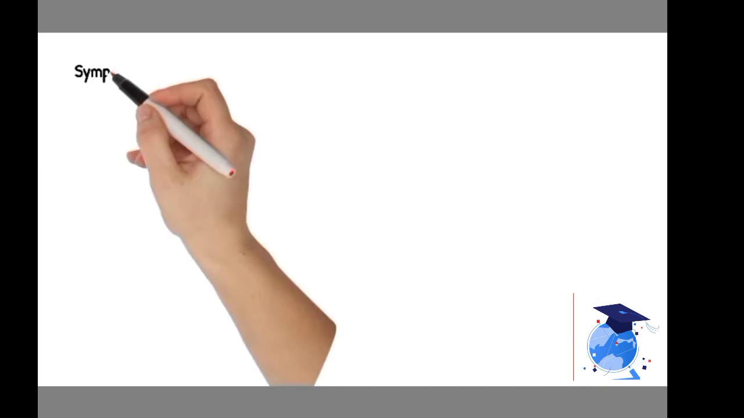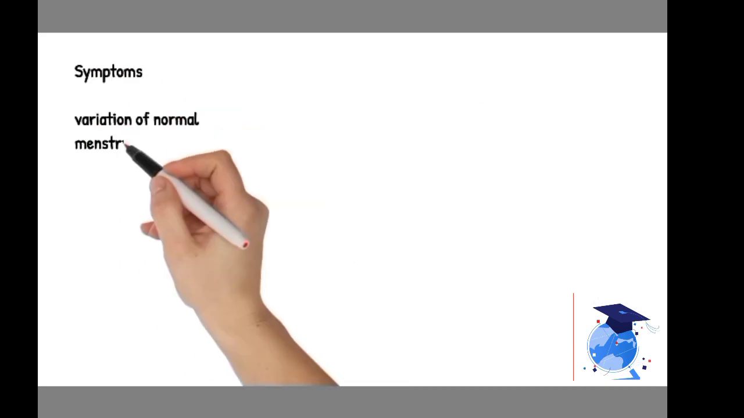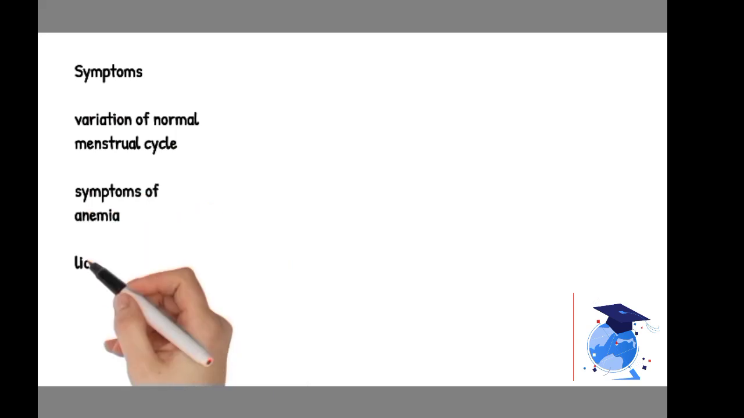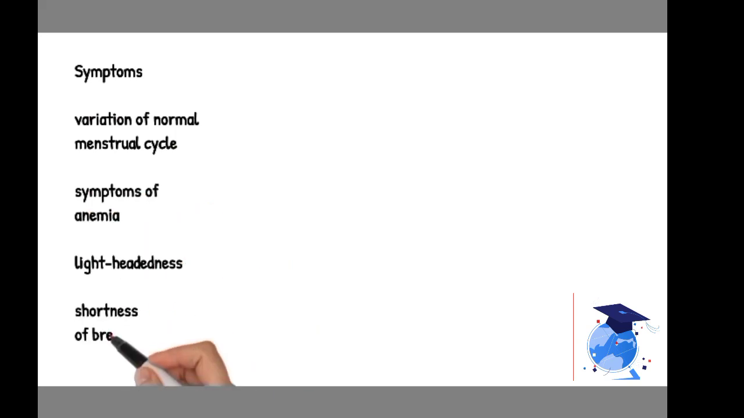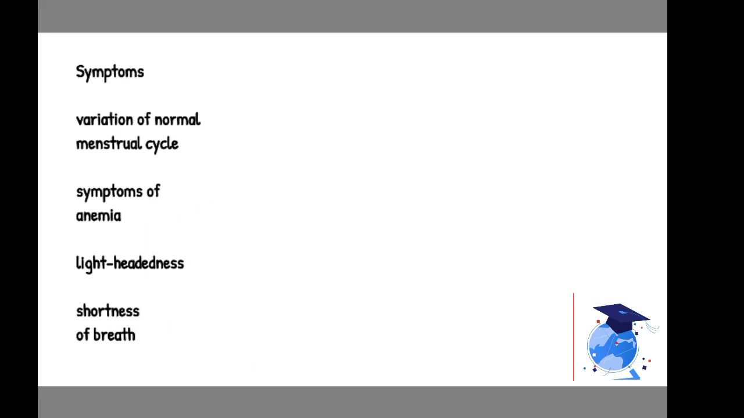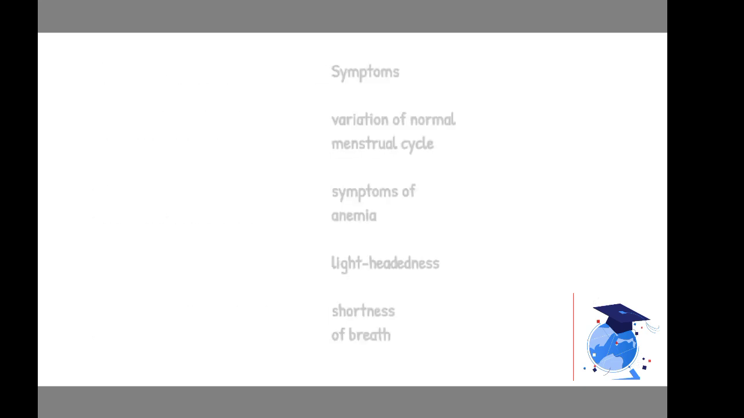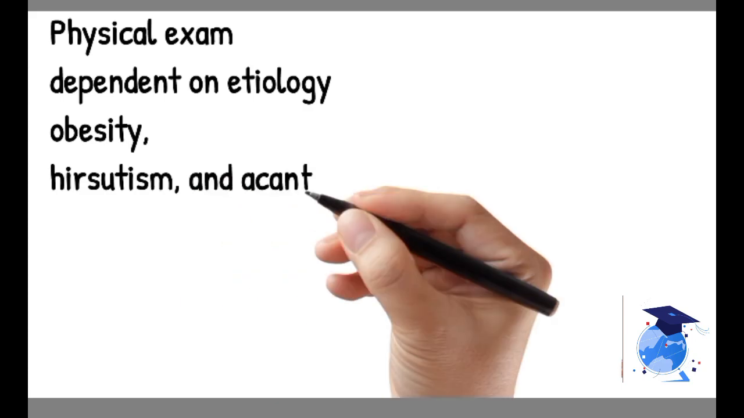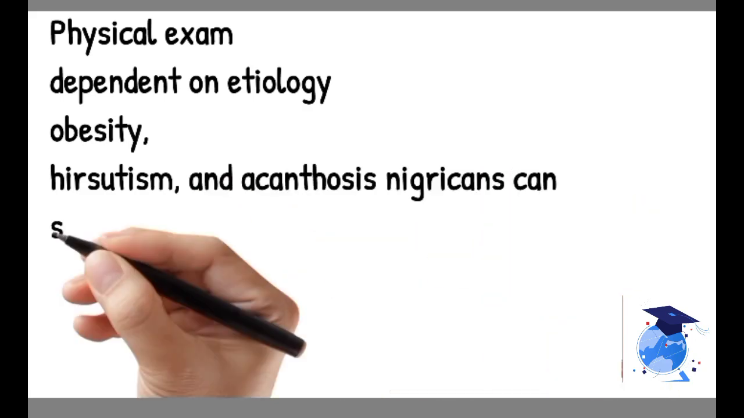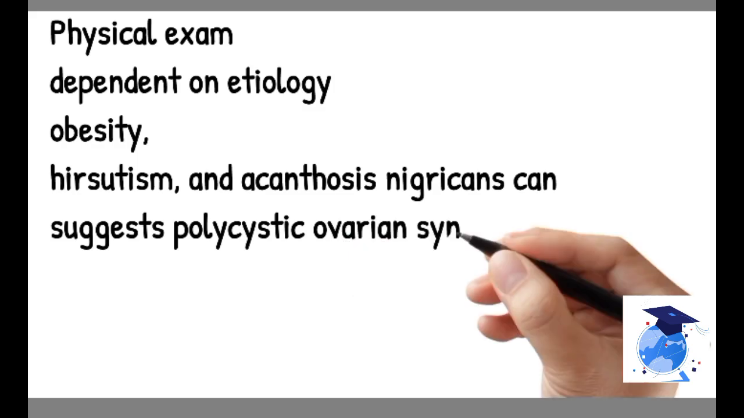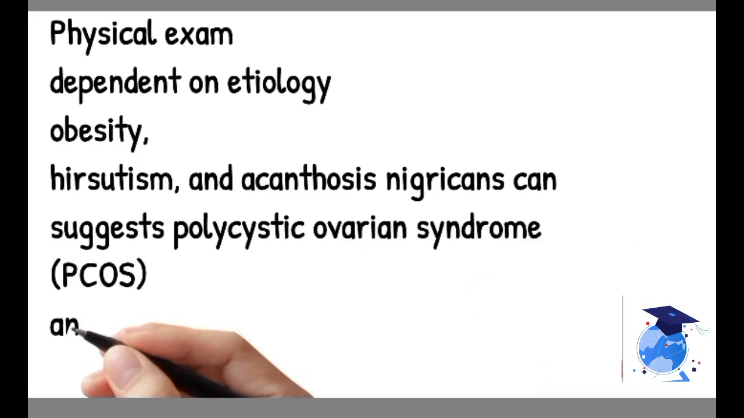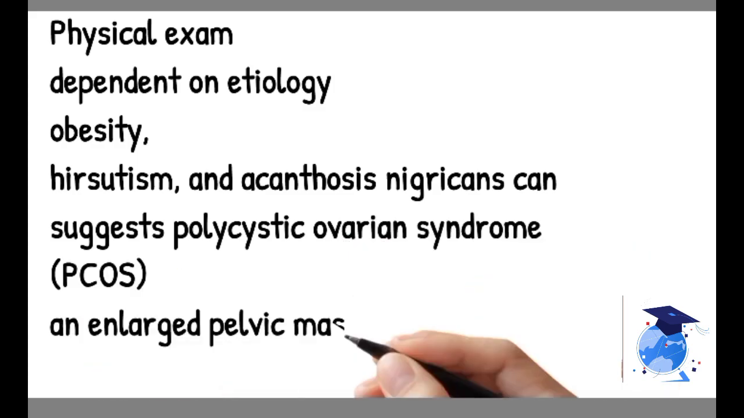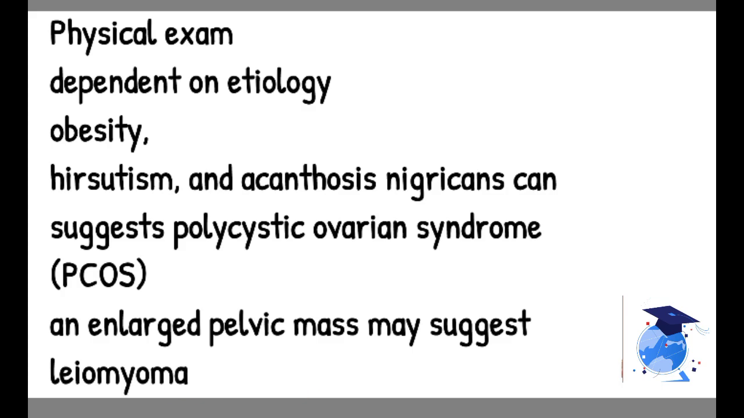Moving on to the presentation. Symptoms may include variation of normal menstrual cycles, symptoms of anemia, such as lightheadedness and shortness of breath, and physical exam findings will be dependent on the etiology. They may include obesity, hirsutism, and acanthosis nigricans, which can suggest polycystic ovarian syndrome, or there may be an enlarged pelvic mass, which may suggest a leiomyoma.